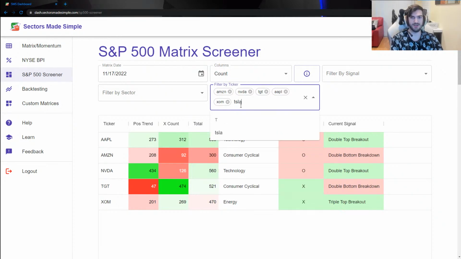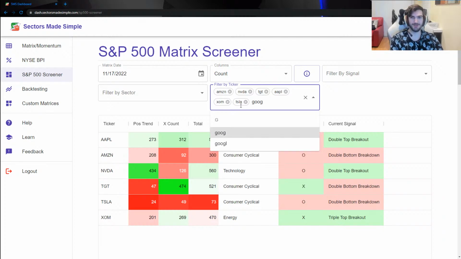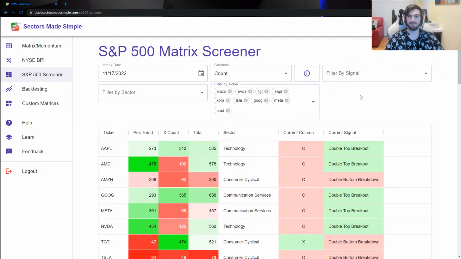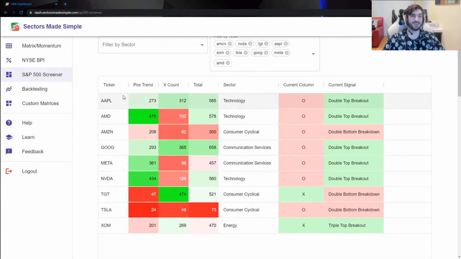I'm going to throw a couple of my favorites in there, too. Let's add Tesla. Let's add Twitter. Oh, wait. Huh. We'll add Google. We'll add Meta. We have NVIDIA. Let's add AMD. All right, cool. There are those 10 companies, 9 companies. It's a good thing I have a calculator because I'm bad at math. Those are the 9 companies that we just talked about.